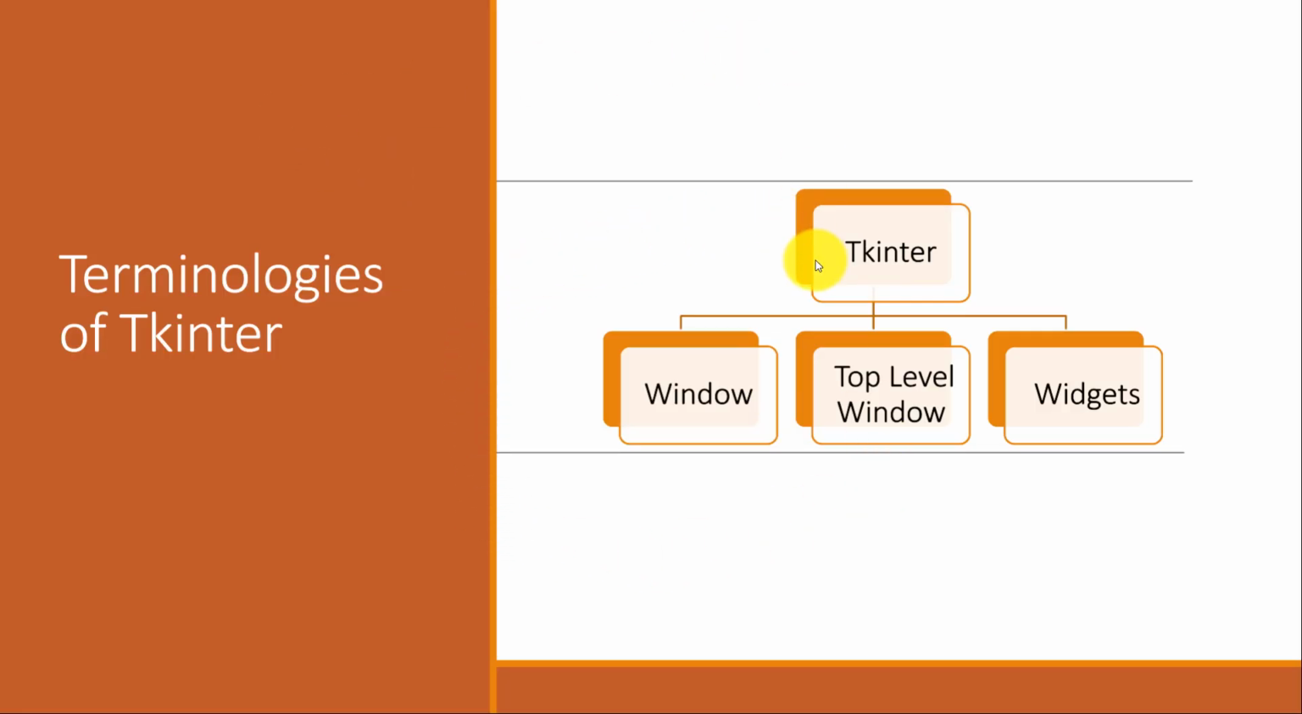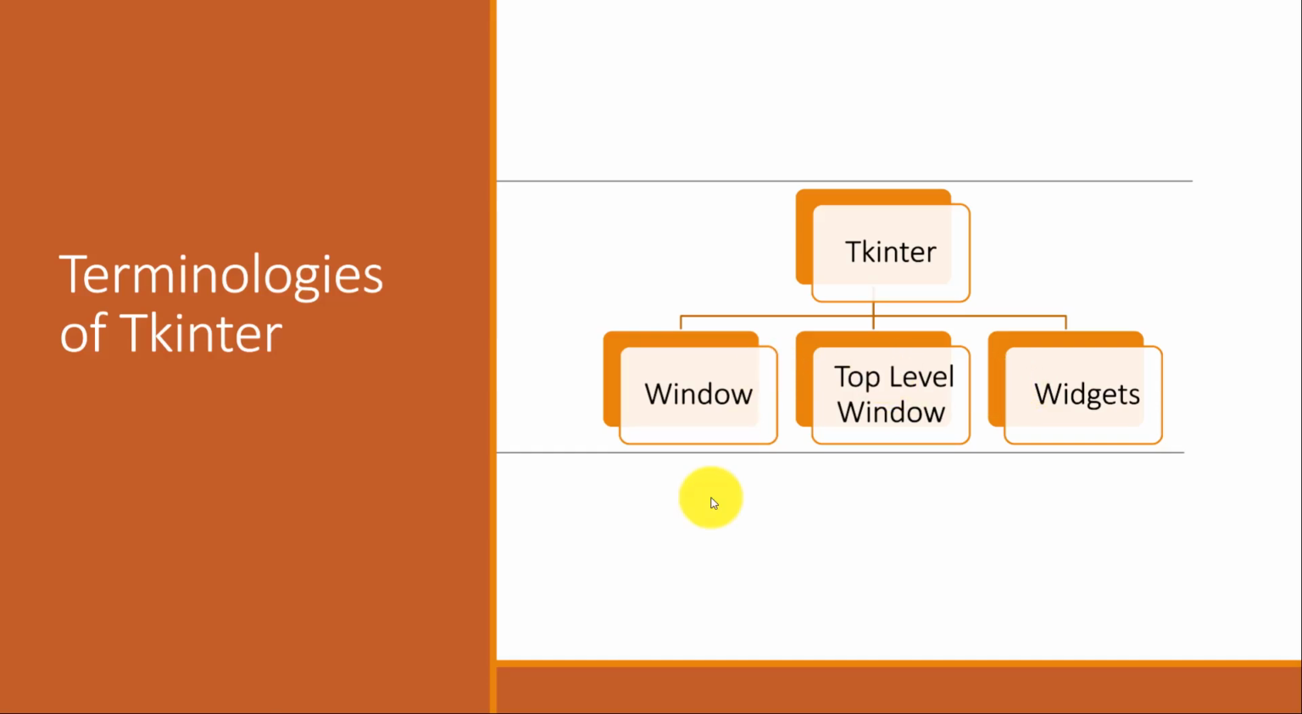Top level window is a child of the primary window. Suppose you have clicked on any button and another window appeared. That is called a top level window. Then widgets. So widgets, everything that allows you to interact with this interface are the widgets. We will discuss more about the widgets.